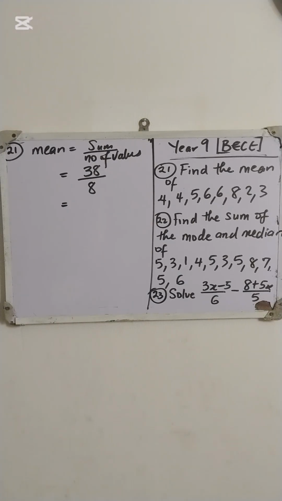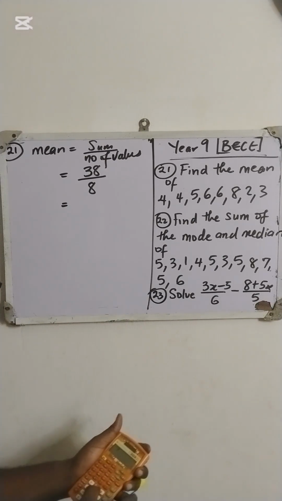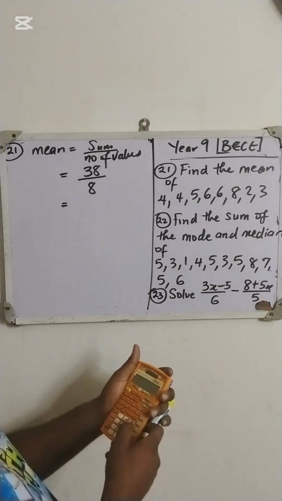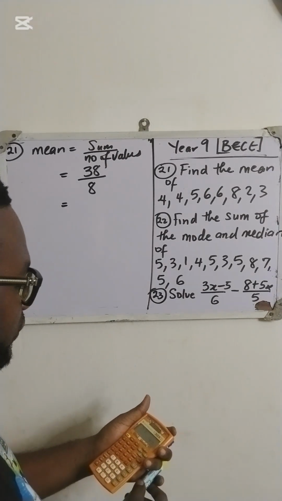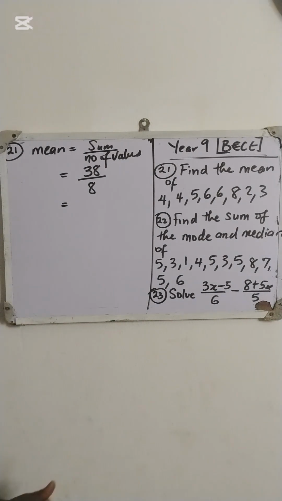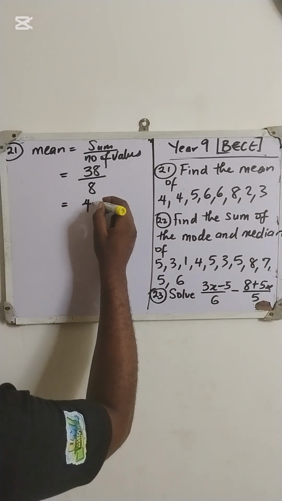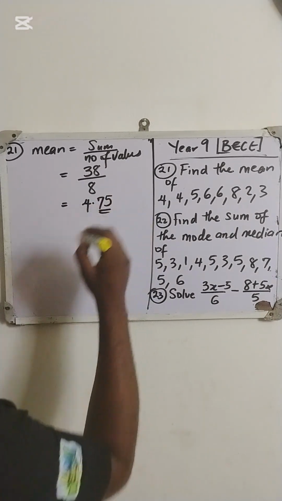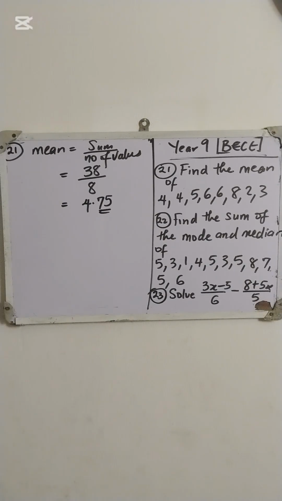Do we have a 3 point something there? Yes, I think we have a 3.7. 38 divided by 8, so we have 4 points. Okay, 8 times 4 is 32, so we have a 4.75. So what we have here is 4.75. This is our mean. Okay, that's our mean.